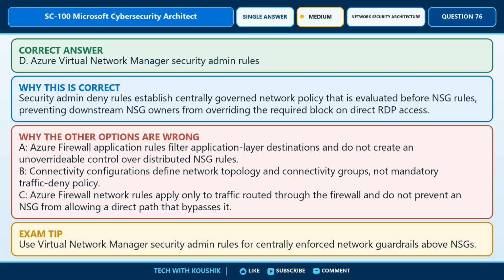C. Azure Firewall Network Rules apply only to traffic routed through the firewall and do not prevent an NSG from allowing a direct path that bypasses it. Exam tip. Use Virtual Network Manager Security Admin Rules for centrally enforced network guardrails above NSGs.